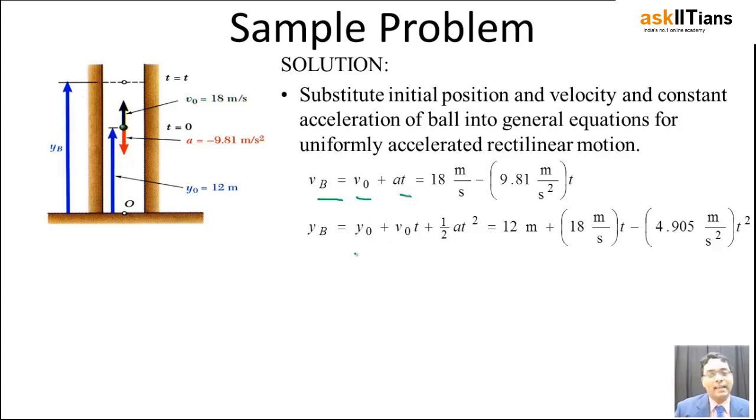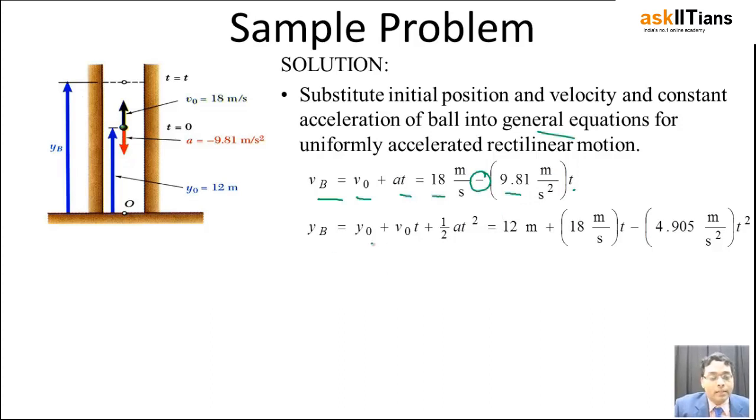Because it is going against gravity, there is a negative sign, as you can see. So 18 meters per second is the velocity of the ball only. We haven't found out the relative velocity. So here we are trying to find the velocity using the general equation for constant acceleration. Once we do it, we'll get 18, which is the velocity of the ball, minus 9.81, which is the acceleration, times the time taken.